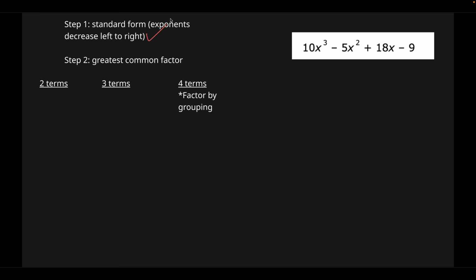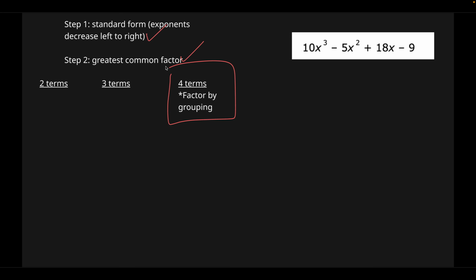Step 2, is there a greatest common factor? That was the last lesson. You should be able to look at that and say, no, there is no greatest common factor. So we are done. Now, 2 terms, 3 terms, 4 terms, we're going to use that in future lessons, but for now we're going to say it has 4 terms. 1 term, 2 terms, 3 terms, 4 terms. And so we're going to do factoring by grouping.